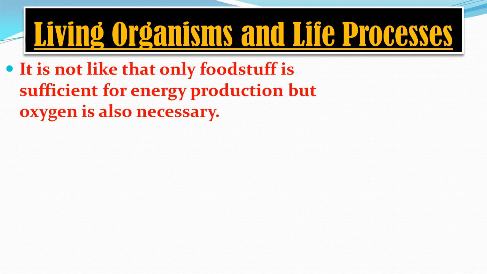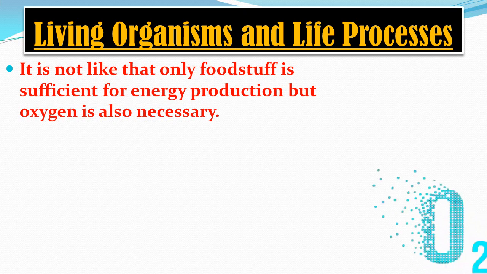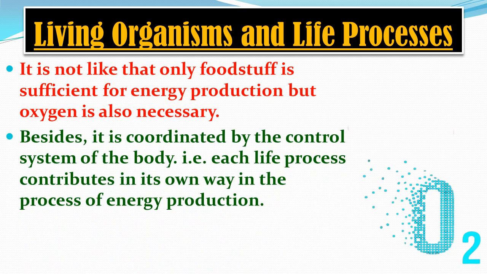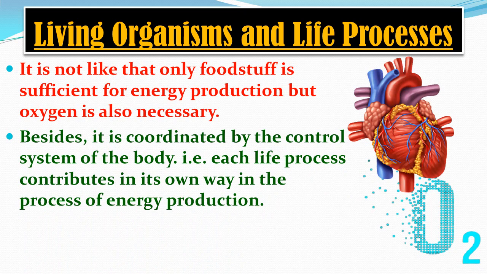That means nutrients like carbohydrates will oxidize, combining with oxygen to produce the energy. So oxygen is also necessary for production of energy, and all these, that is foodstuffs and oxygen, are transported to the cell via the circulatory system, and it is coordinated by the control system of the body. That is, each life process contributes in its own way to energy production.